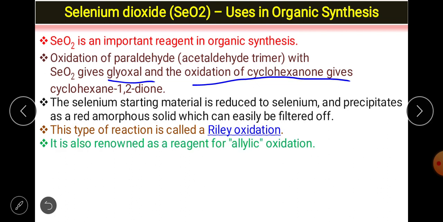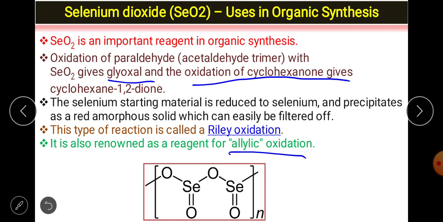It is also renowned as a reagent for allylic oxidation. Another application for this reagent is allylic oxidation, and this is the polymeric form of selenium dioxide, which exists in this form. Now we will see the applications one by one, particularly for selenium dioxide.